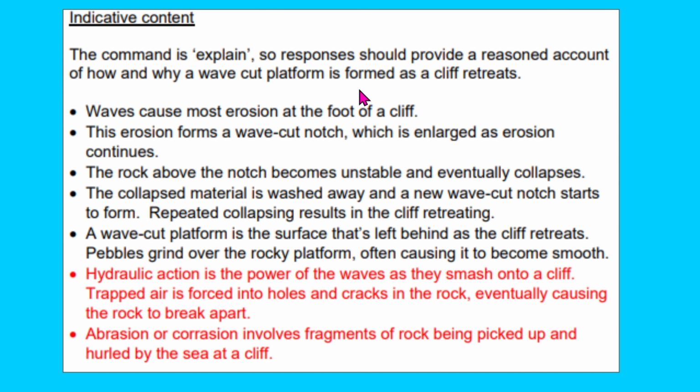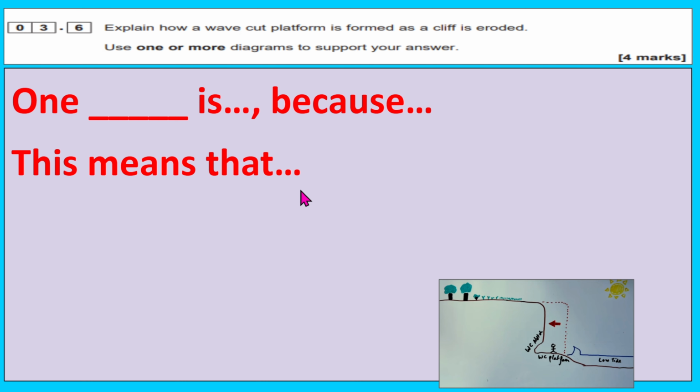And so let's go through. You should have read this. You should see waves, foot of the cliff, erosion, wave cut notch, enlarges, becomes unstable, collapses, wave cut notch repeated, wave cut platform, as the cliff retreats, hydraulic action, abrasion. So these are all words that we've seen in our video. As I read this mark scheme, all I'm doing is looking for the key geographical words that I'm going to award marks for. So I'm going to proceed as if I produced this beautiful diagram, but it's only going to get 1 mark because the examiner is completely out of order.